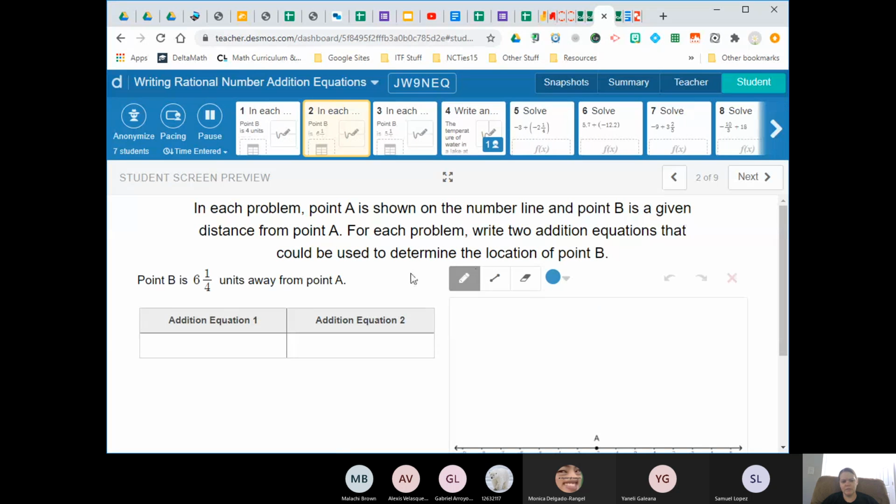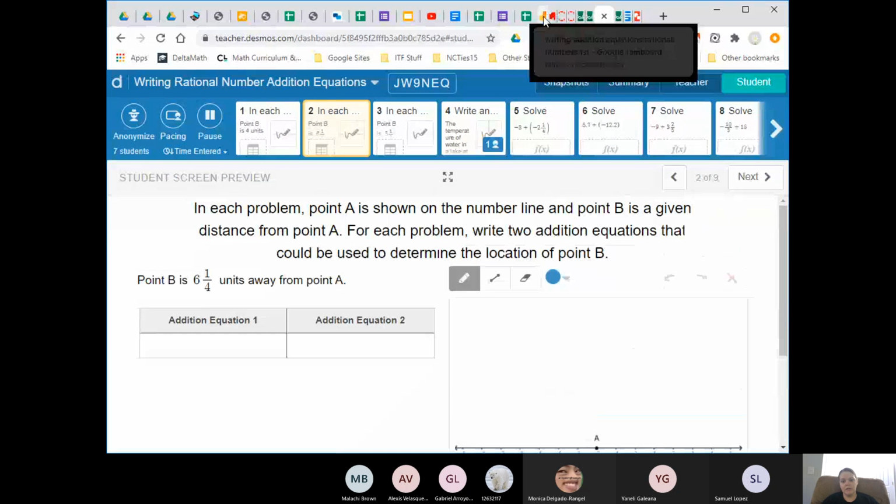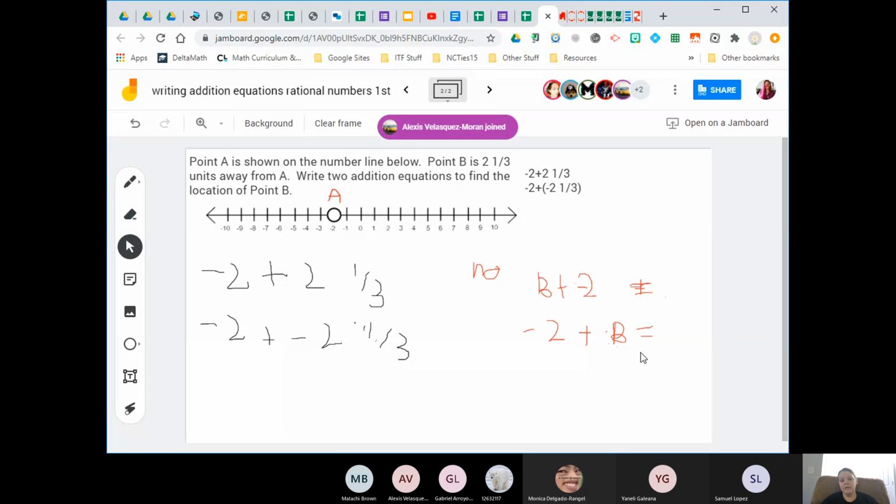What do you mean, Yariel? Are you talking about for these ones? Okay. So like that, except instead of saying plus b, we would use the number of units. So if b is 2 1/3, we would say -2 plus -2 1/3, or -2 plus 2 1/3. So I need to see the two different values in there to find point B. Okay. All right. Any other questions about your assignment for today?